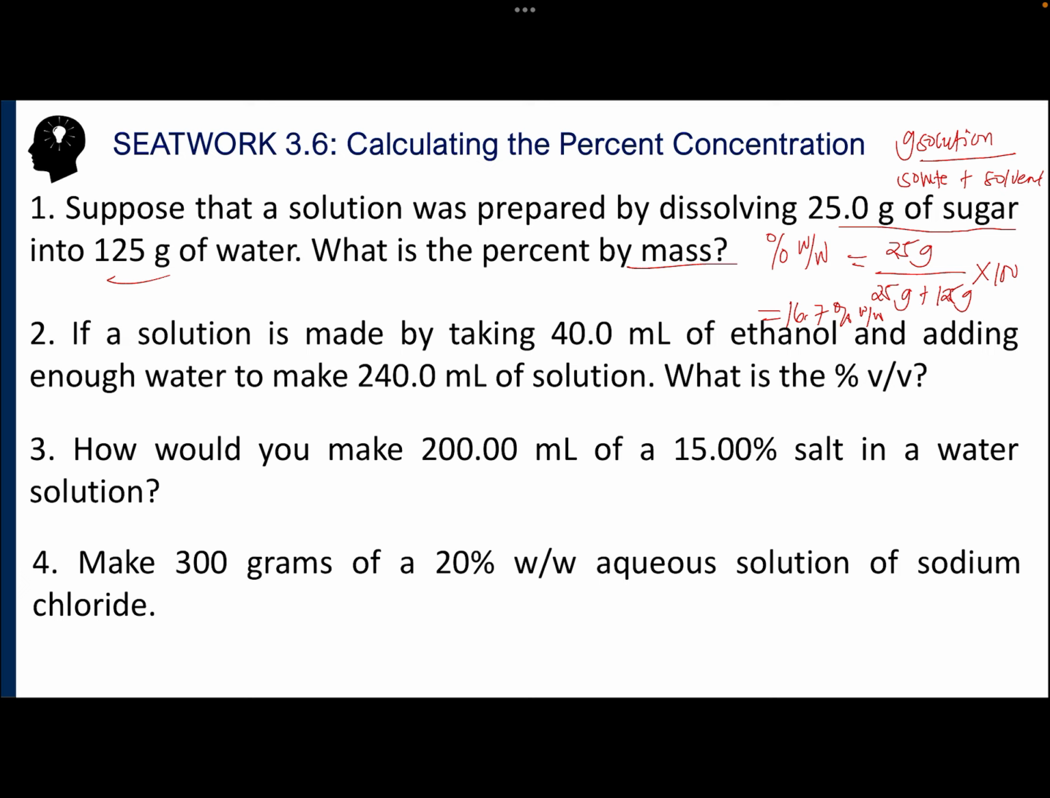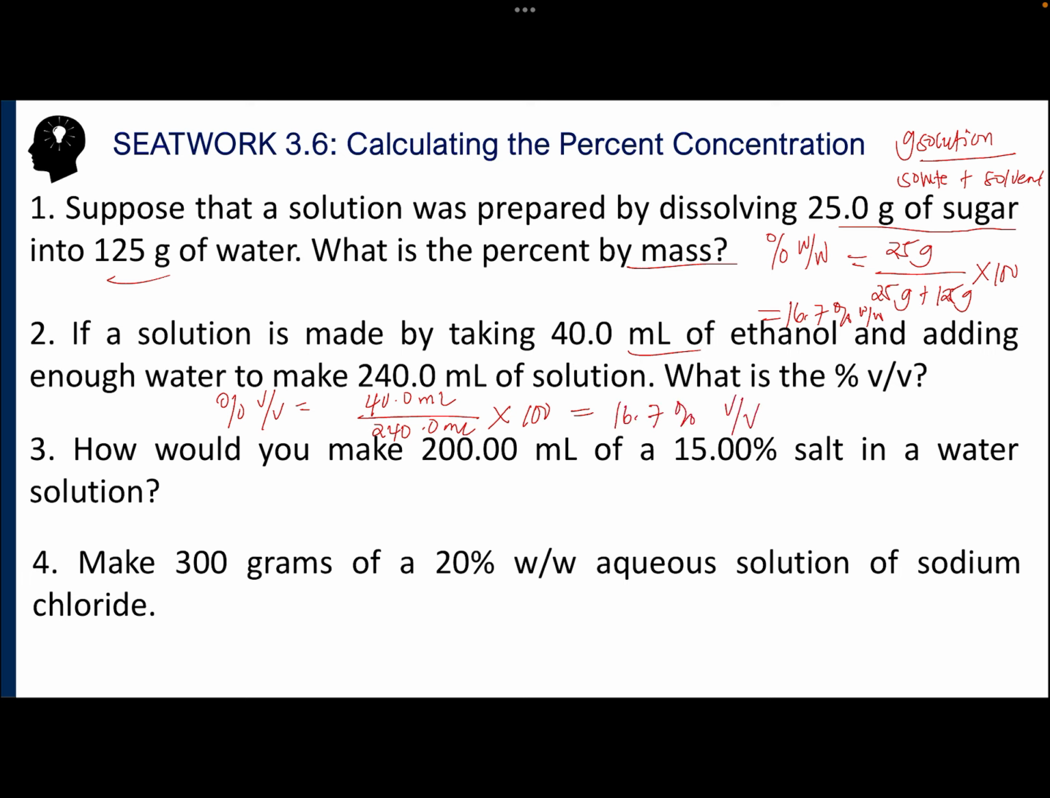How about the second one? If a solution is made by taking 40.0 ml of ethanol and adding enough water to make 240 ml of solution, what is the percent volume? So this is very easy. Percent volume for volume equals 40.0 ml divided by 240.0 ml times 100, equals 16.7% volume for volume.